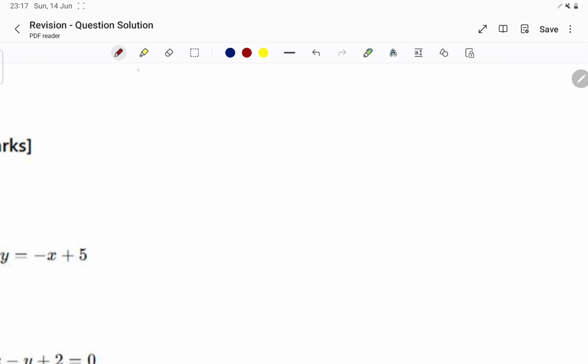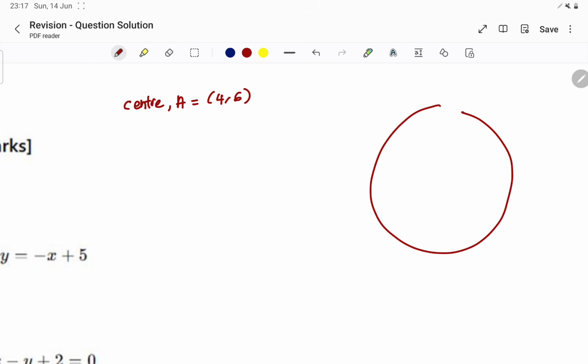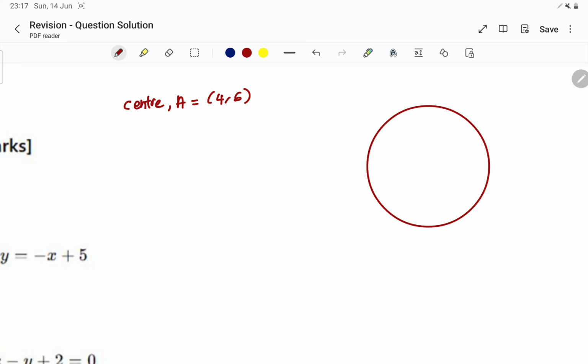So first step is we have to know that we are provided center A equal to (4, 6). So let's say if you have a circle here, right? And then in the middle we have center A, which is (4, 6). And then they also provide that the line y equal to negative x plus 5 is a tangent to C, the circle just now, at point P. So let's say this is point P.